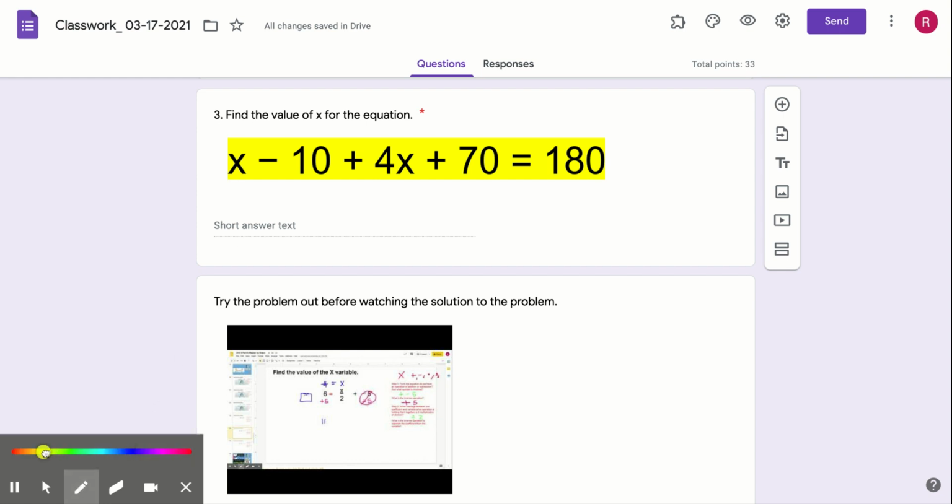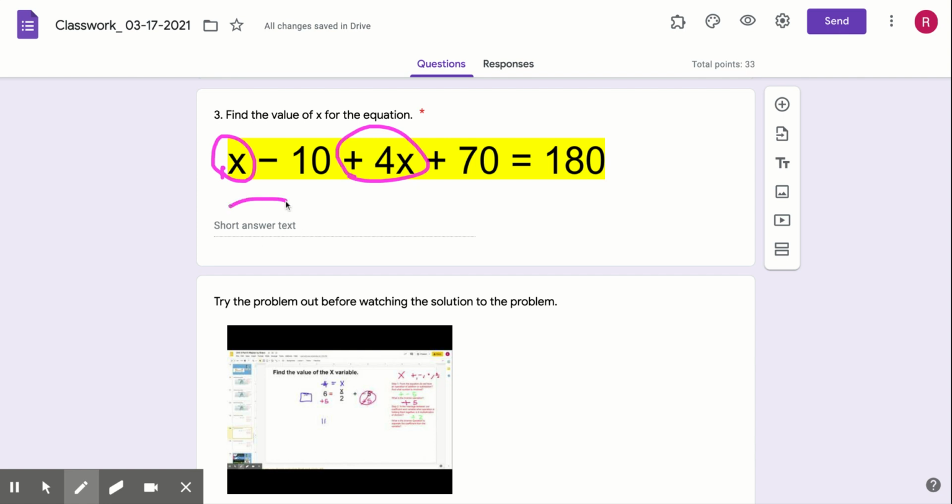You have a minus 10 and a 70. So first, before you try to solve this, you need to group things together that belong in the same family. So variables and coefficients belong together. You have 1x over here, you have plus 4x over here. So in total, you have 5x. You have x plus 4x, which is 5x.